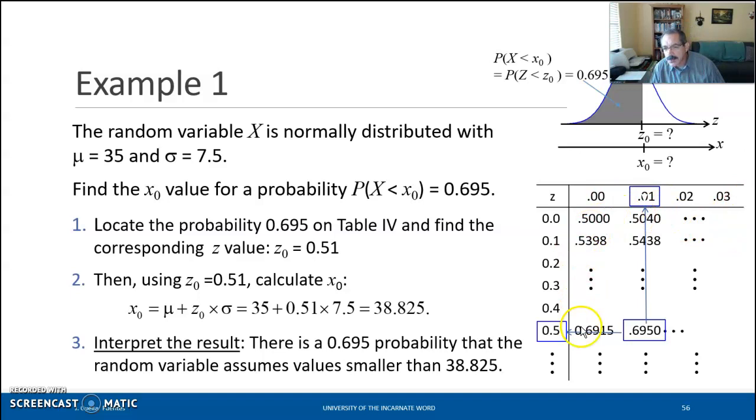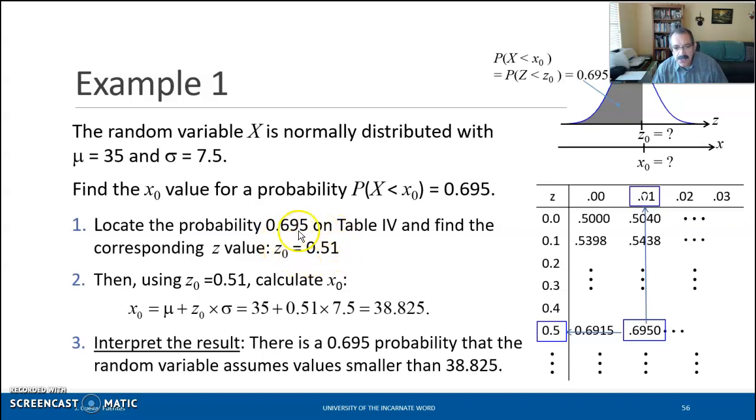In these numbers over here, I just copied part of that table 4. So if you pull your table 4, you will see this, the second sheet of table 4. Once you find the 0.6950, you see that on the rows it corresponds to a z-score of 0.5, and in the columns to a second decimal place of 0.01. So the z-value that corresponds to a probability of 0.695 is 0.51.